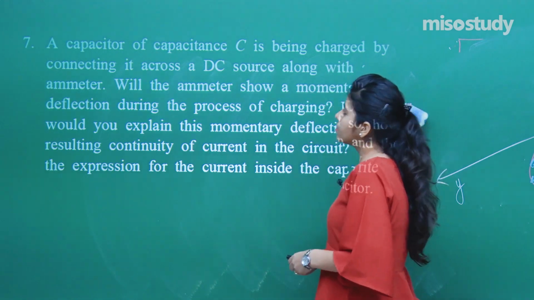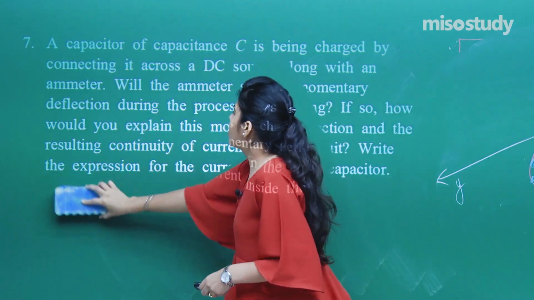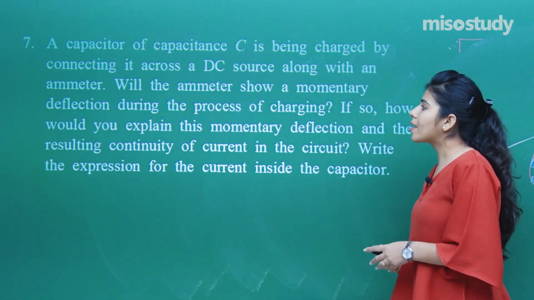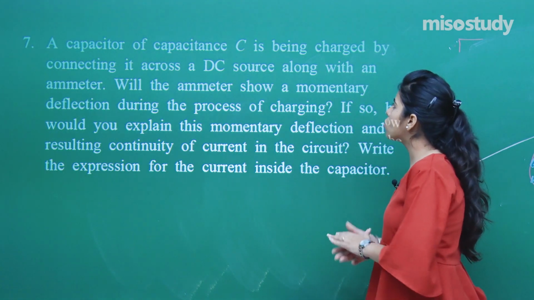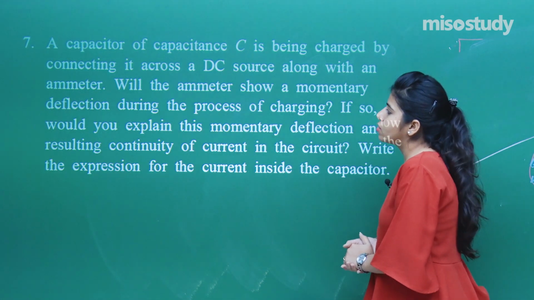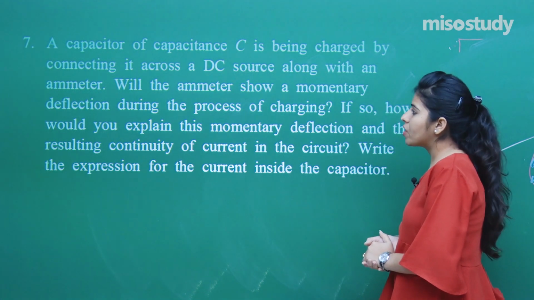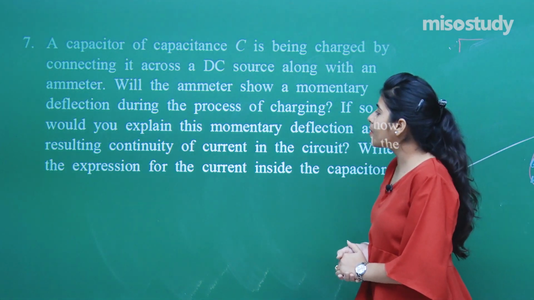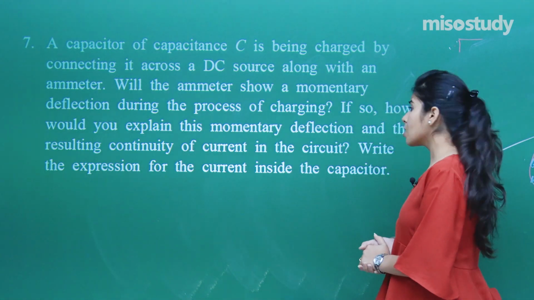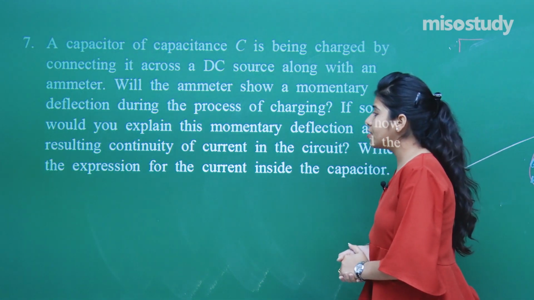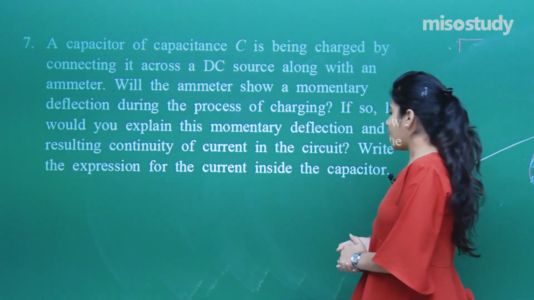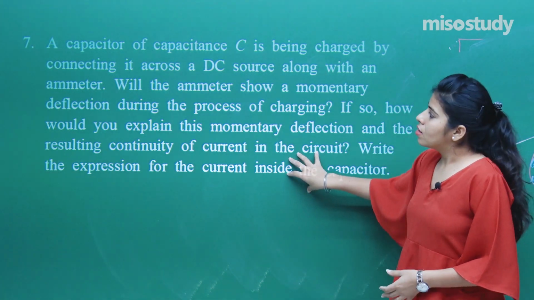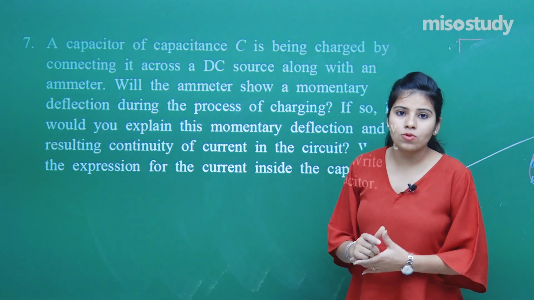Question number 7 says, a capacitor of capacitance C is being charged by connecting it across a DC source along with an ammeter. Will the ammeter show a momentary deflection during the process of charging? If so, how would you explain this momentary deflection and the resulting continuity of current in the circuit? And write the expression for the current inside the capacitor. So we have read the question, and now we are ready to answer the question.